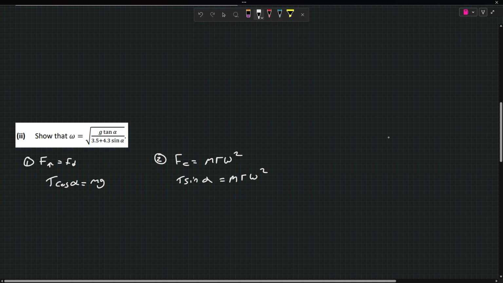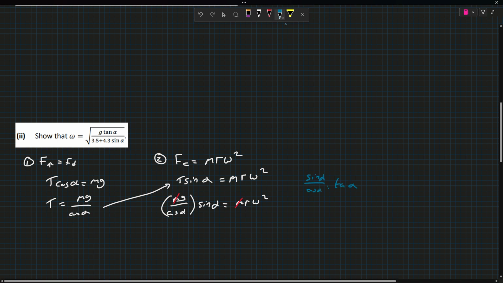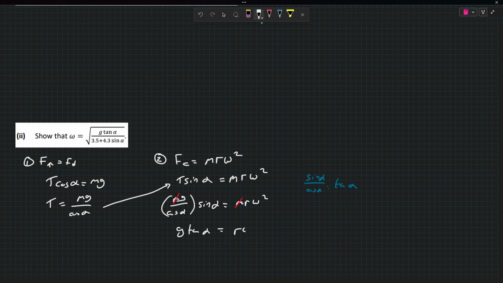Now we're going to leave r there for a minute, as it is. So we have T in both of these. So if we write T here as mg divided by cos alpha, and we put this into here, we get mg over cos alpha times sine alpha is equal to m r omega squared. So the m's cancel. From trigonometry, you should remember that sine alpha over cos alpha is tan alpha. So this is g tan alpha equals r omega squared. So we actually have the g tan alpha part of it.